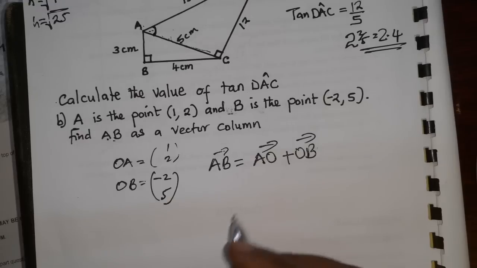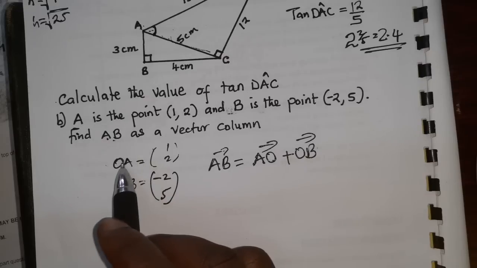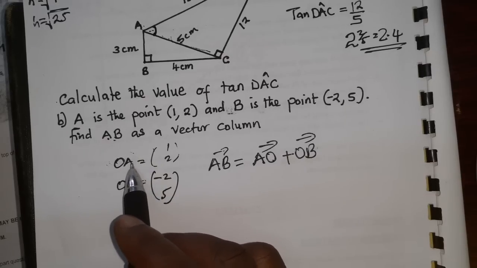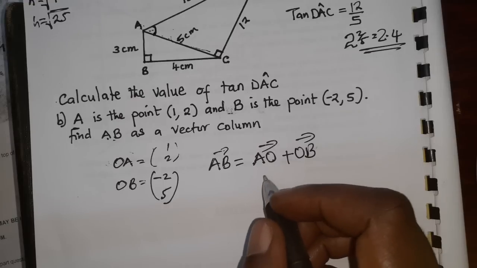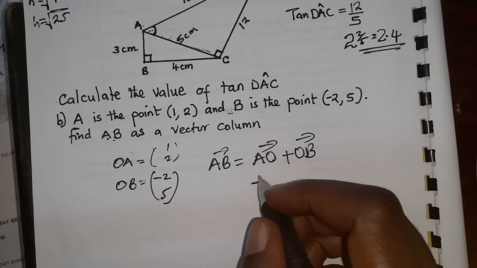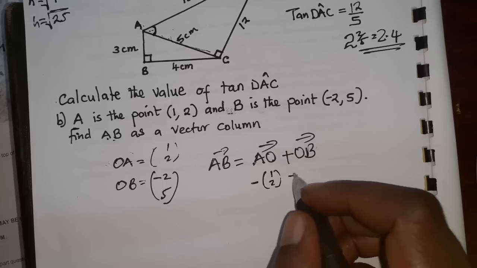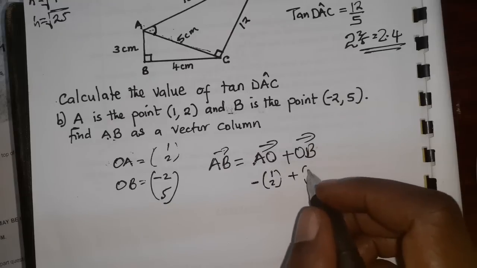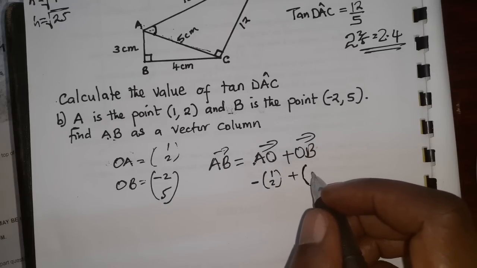Okay, so AO is going to be the opposite of this one. If this is OA, then for AO we'll put a negative to this, plus OB as it is. Okay, that is what we are saying here.